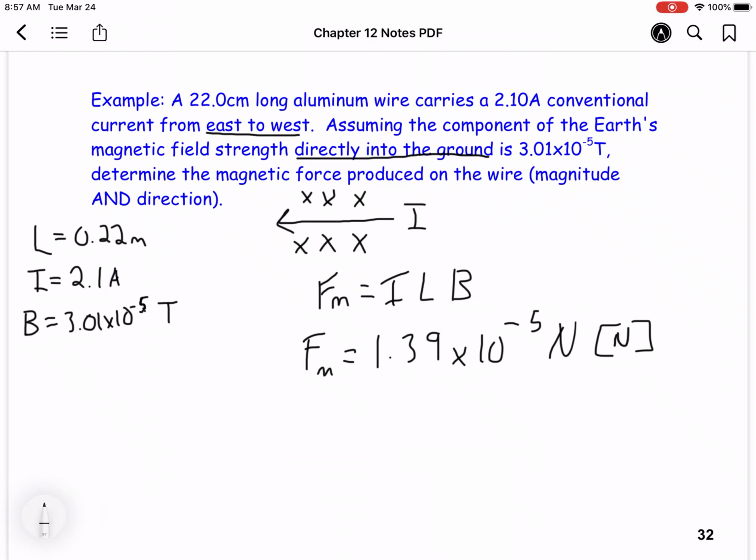I apologize about that. But the equation we used is Fm equals ILB. Again, I just used the capital L because it's easier to see. It looks like this: 1.39 times 10 to the negative 5 newtons, and it's going to be north. So again, our left-hand rules still apply.